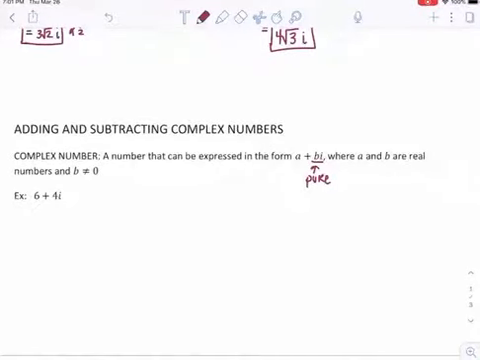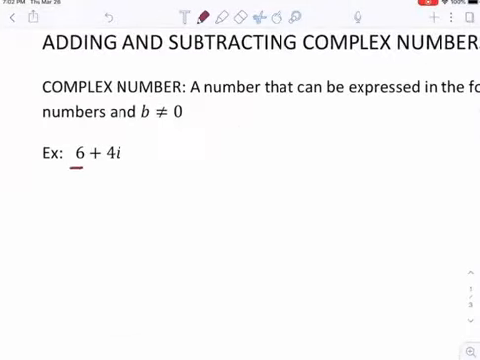So an imaginary number is actually when a is equal to 0 plus my pure imaginary number. An example of a complex number is here's my real number plus my imaginary. We have our complex number. So 6 plus 4i would be an example of that.